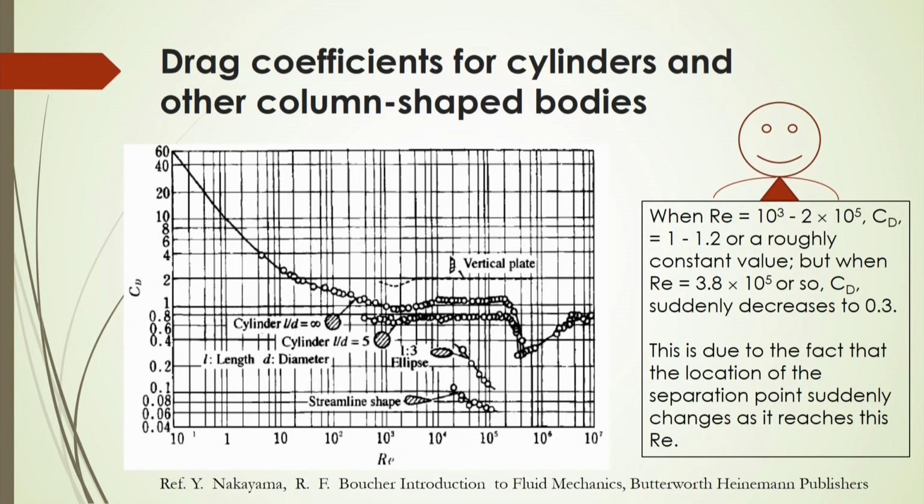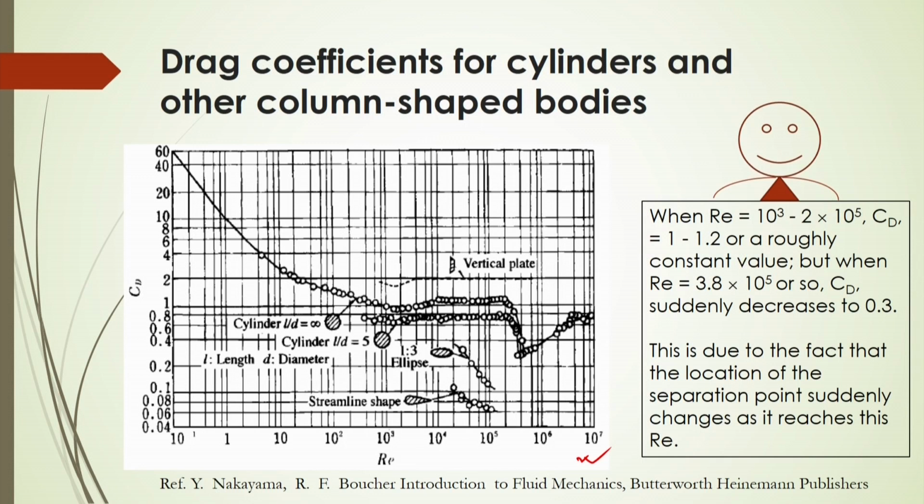Then, how can you obtain the drag coefficient? You can calculate or estimate, or you can extract the drag coefficient for the cylinder and other column shaped bodies as shown here in the figure. From this figure you can of course extract the value of CD, and this CD, the drag coefficient, depends on this Reynolds number. At different Reynolds number this CD is different.